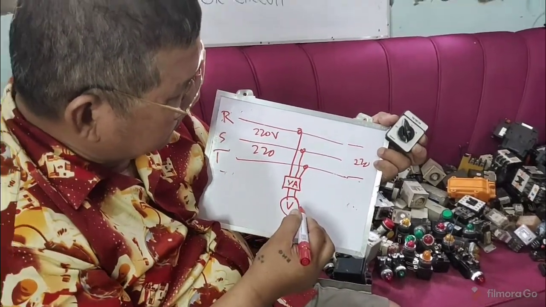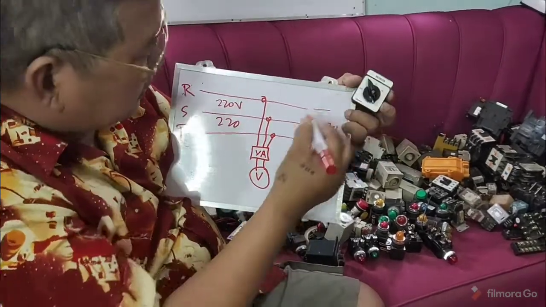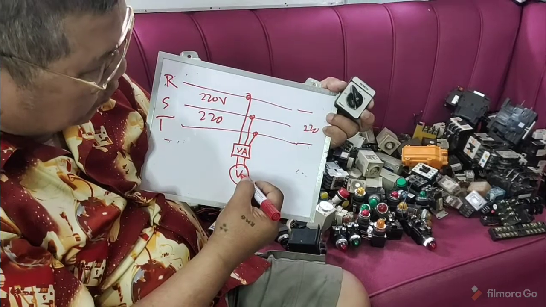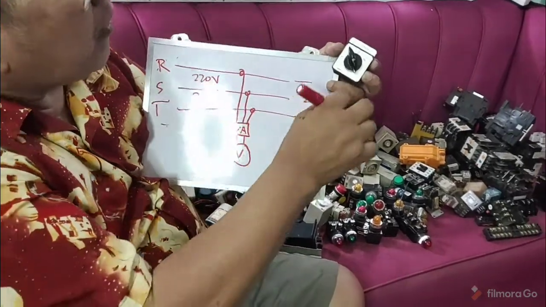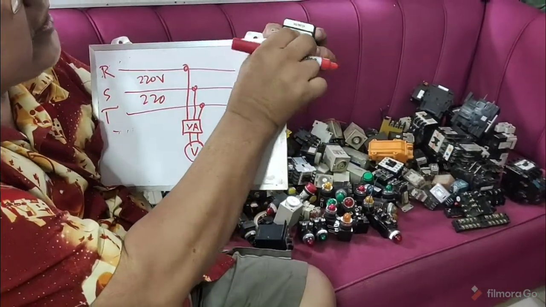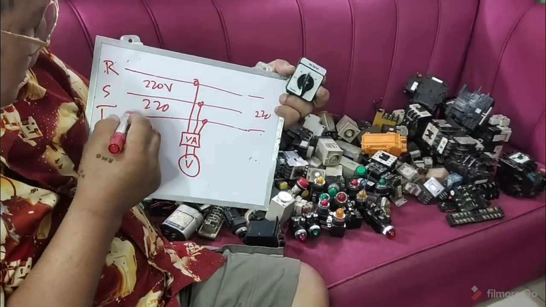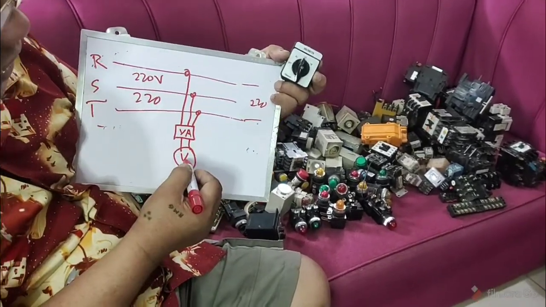Voltage adjuster. So if I press R and T, I'm going to measure the R and T. Then it will indicate 220. If I adjust it to ST, like that, S and T, it will indicate 220.